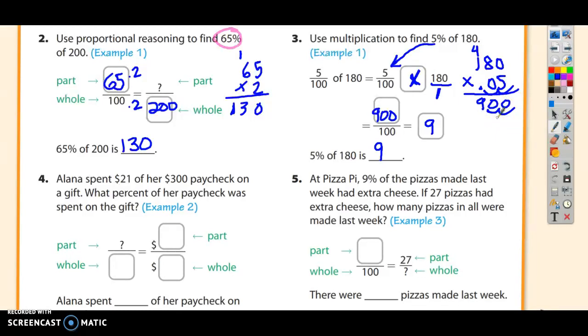The way they set it up was they wanted us to multiply using fractions, but the way I just showed you is by multiplying by a decimal. Alright, let's check out numbers 4 and 5.